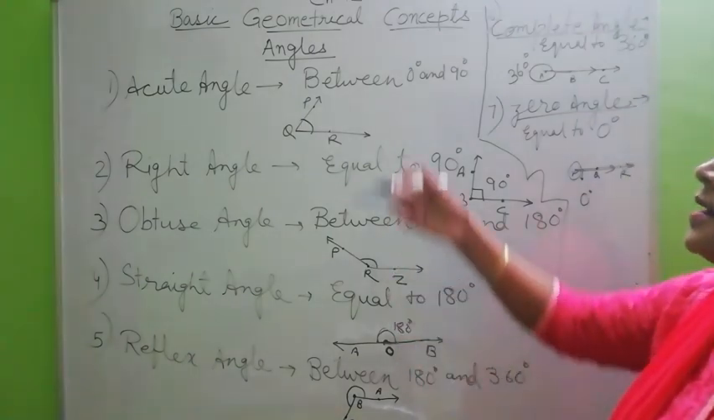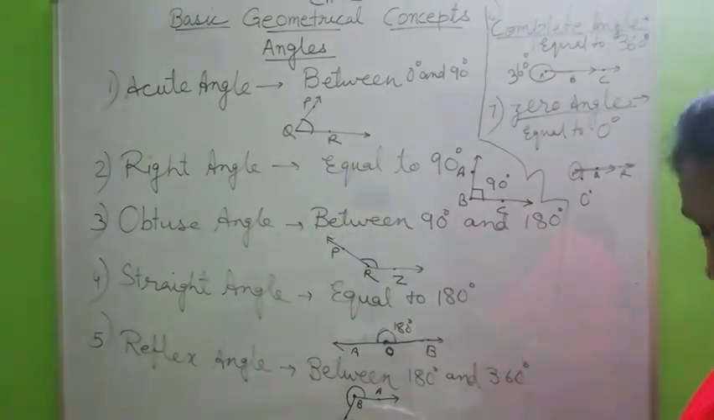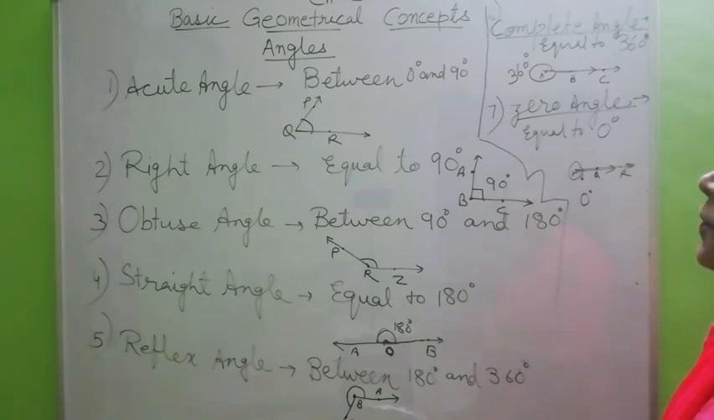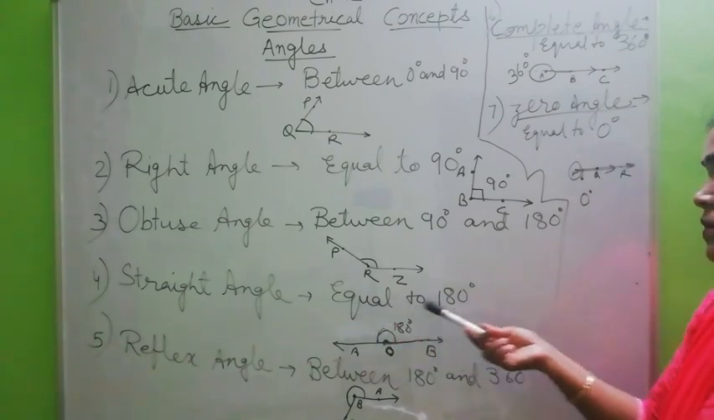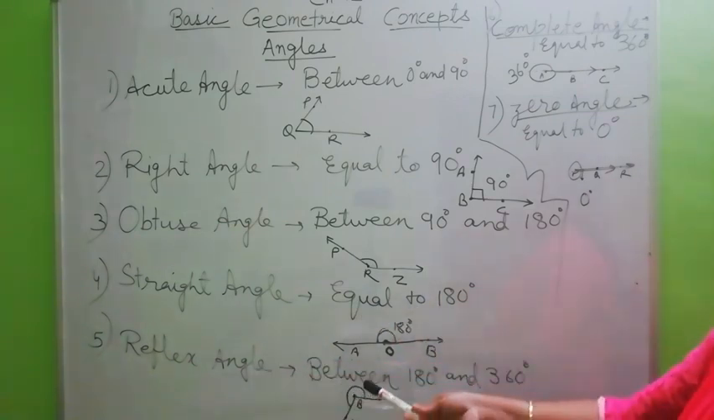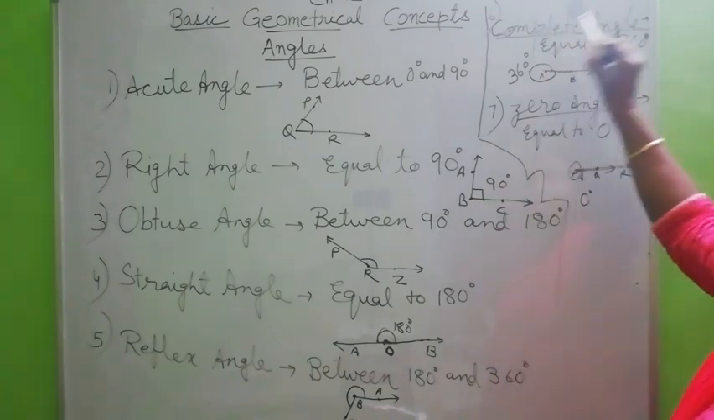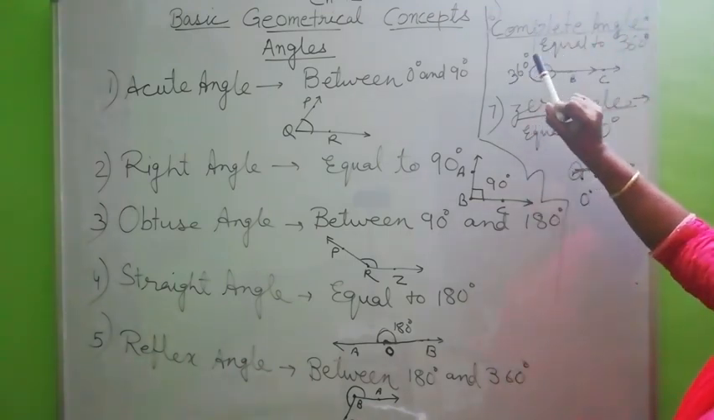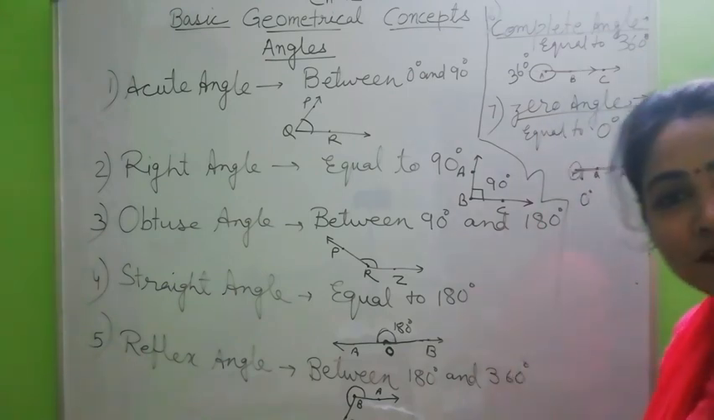So this way we can say an acute angle is between 0 and 90 degree, a right angle is equal to 90 degree, an obtuse angle is between 90 and 180 degree, a straight angle is equal to 180 degree, a reflex angle is between 180 and 360 degree, a complete angle is equal to 360 degree, and a zero angle is equal to 0 degree.